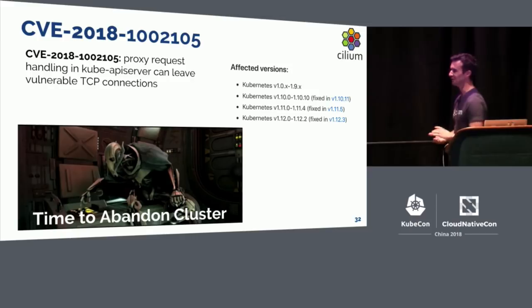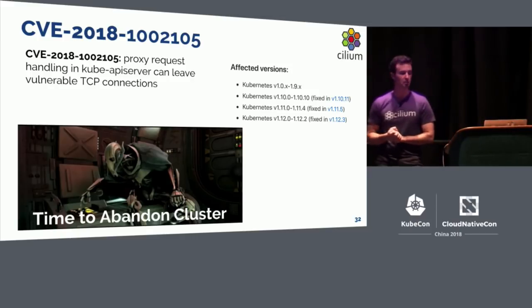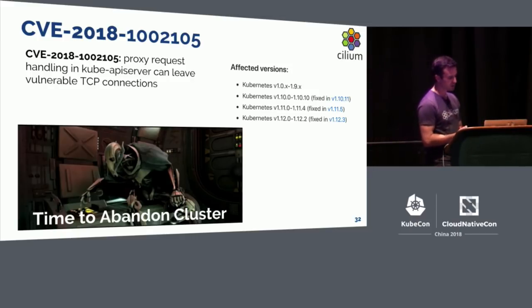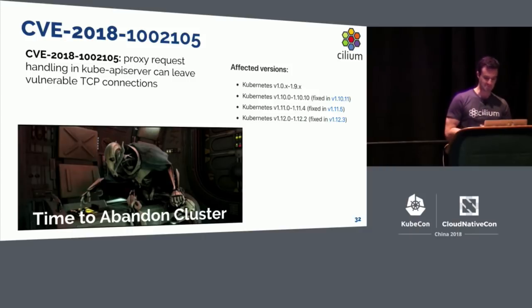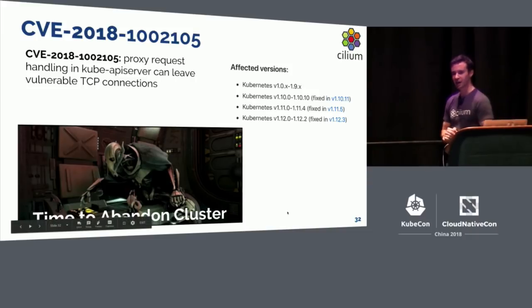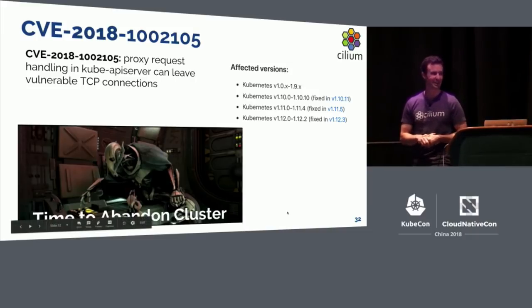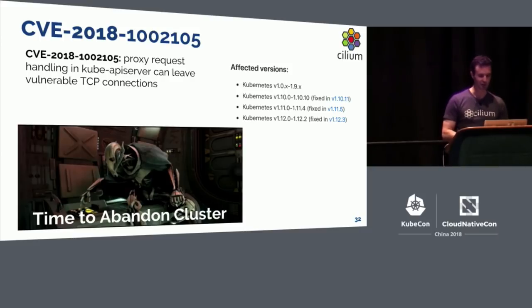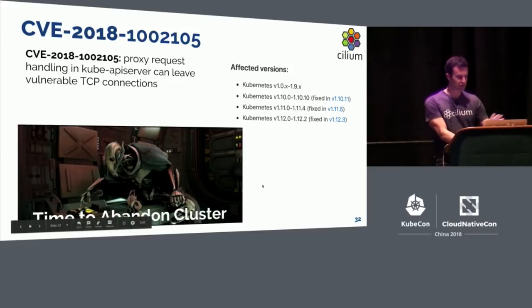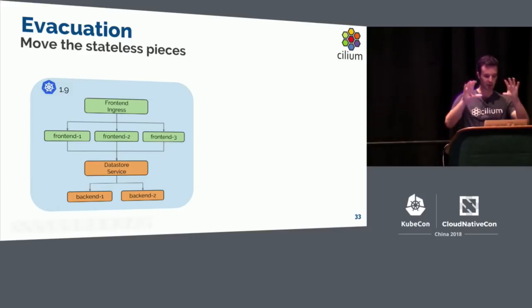Another one, like CVE, right? So we all heard about the Kubernetes bug that was fixed quickly, bug in the API server. Basically, all versions of Kubernetes were affected. A lot of people thought, oh, we actually have to upgrade our Kubernetes cluster. We can't get away with just running an old Kubernetes version. So everybody was like, time to abandon the cluster. How does this help? Well, let's look at this simple example.